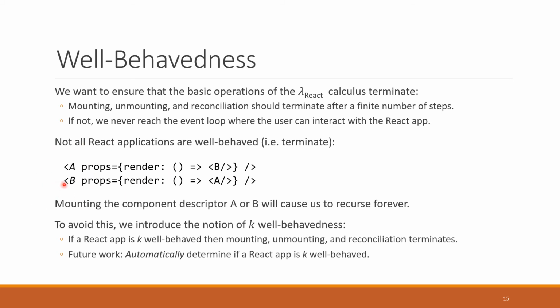And the intuition behind this K well-behaved concept is that we want to avoid this situation. So sort of intuitively, the render method of A should only return smaller component descriptors according to some ordering. Because if we always return smaller component descriptors, well then eventually we'll not be able to return any and the process will stop.